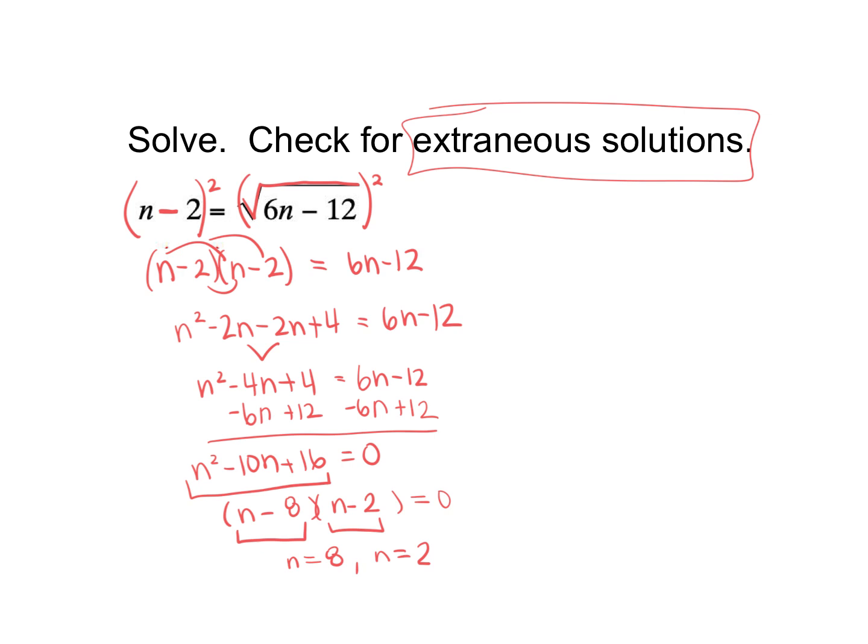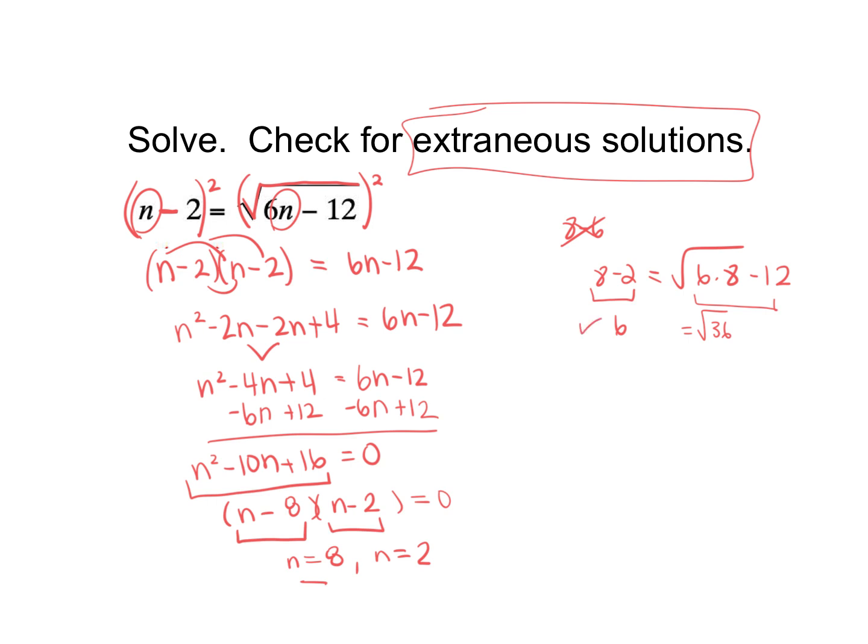So when I start with the 8 and I plug in 8 for the n's on both sides, I have 8 minus 2 on that side. And this side I have 6 times 8 minus 12. And you can see this is a positive value of 6. We are going to get square root of 36 on this side, which is equal to 6. That checks out. So that answer is legit.